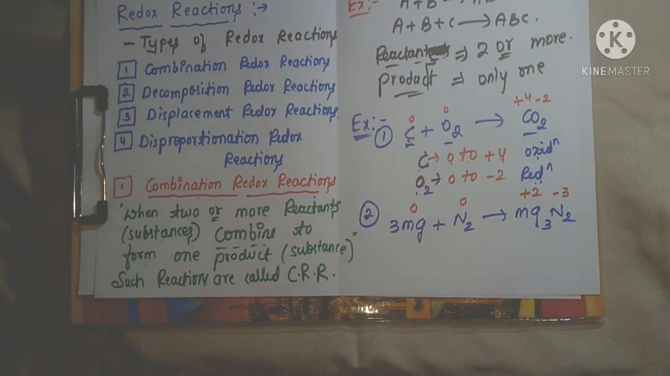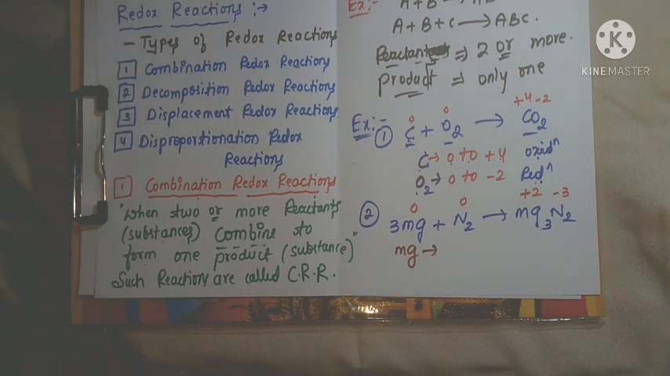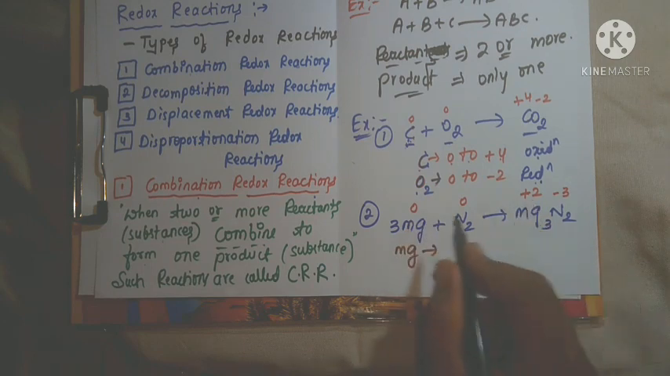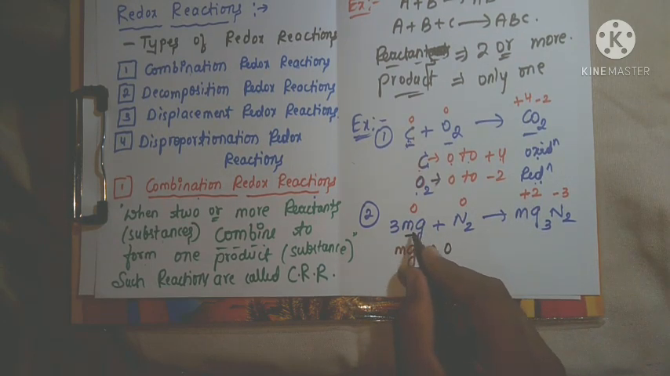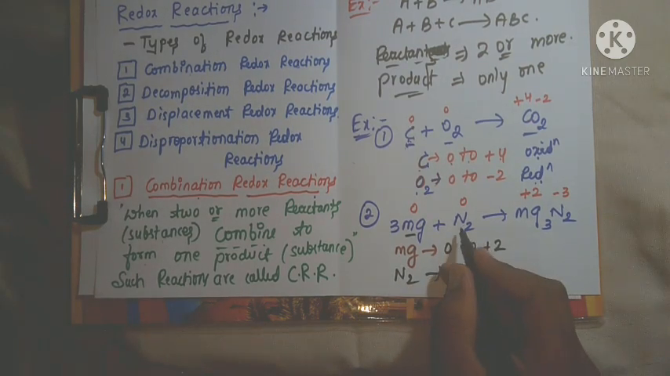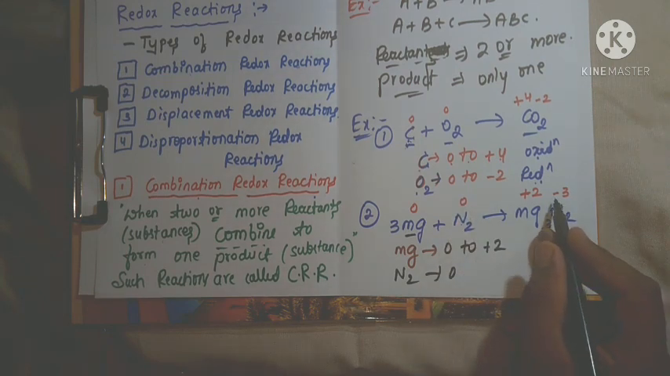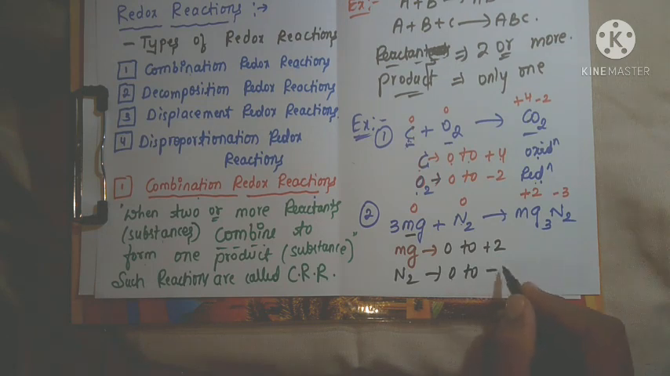Now for magnesium, where is the oxidation number changing from and to? In the reactant the oxidation number of magnesium is 0, and in the product it is +2. That is, magnesium's oxidation number changes from 0 to +2. Whereas nitrogen N2's oxidation number changes from 0 in the reactant to -3 in the product.